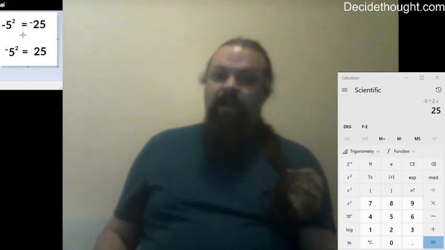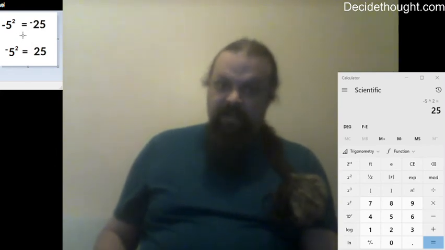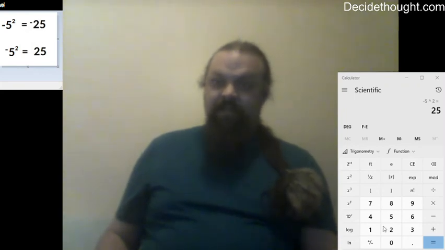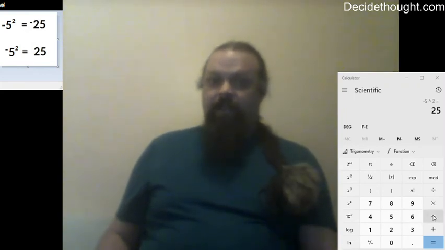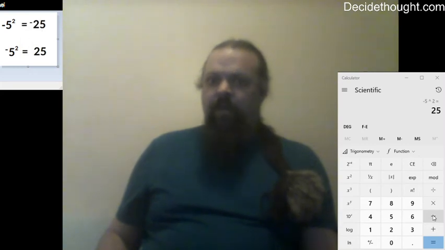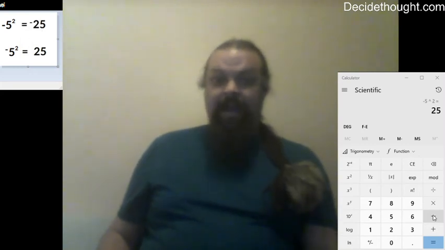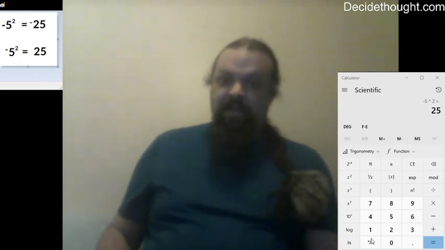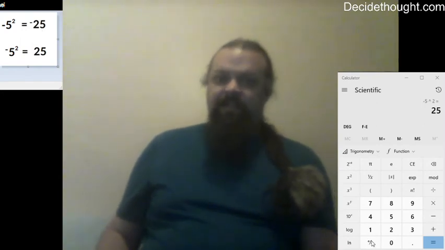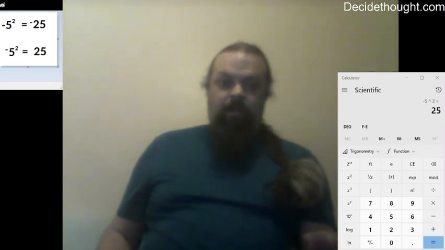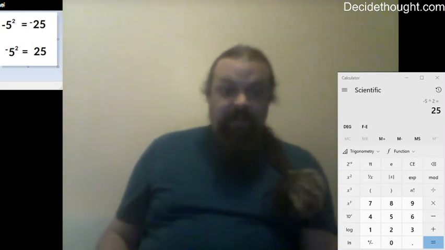Calculators do not show this difference. For a calculator to show this difference, it's the input. The output will look the same. The input for negative of is the minus symbol. The input for negative 5 is this positive-negative symbol down here. That's the difference.